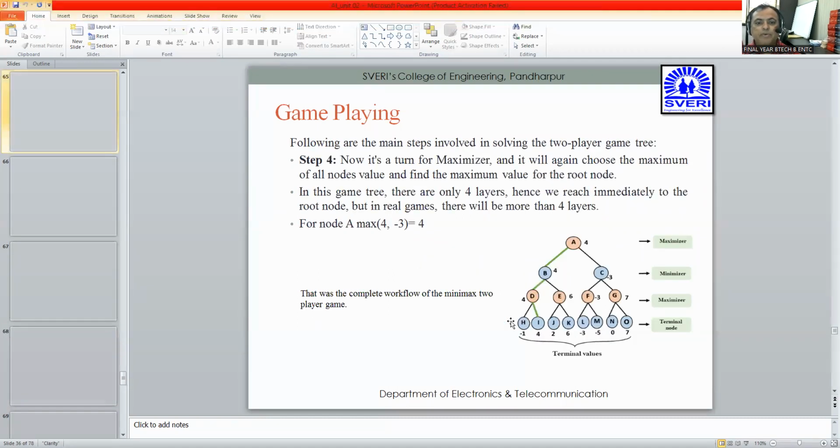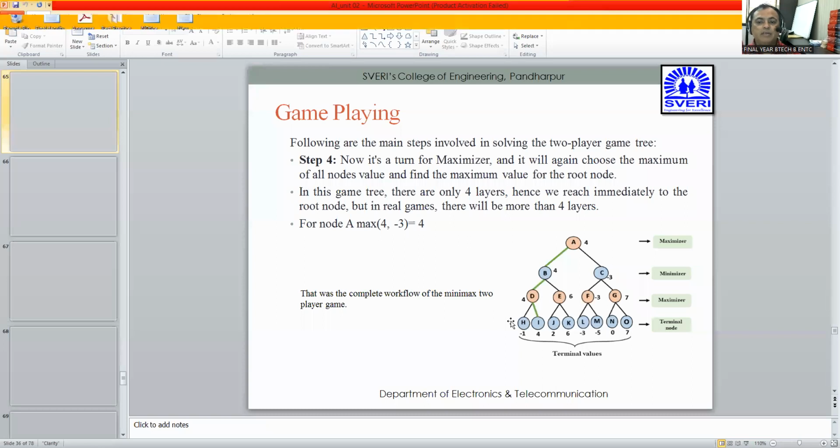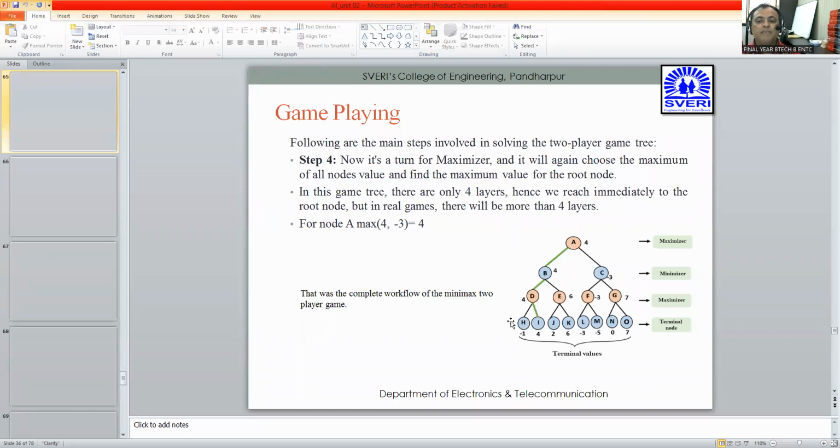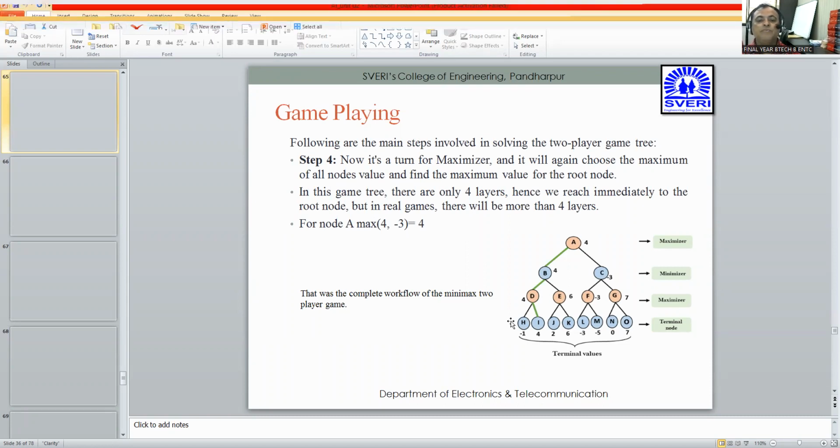In this step, we will be considering node A. Now node A will be having 4 and -3, where the maximum will be 4. And henceforth, we complete the workflow of the maximum 2-player game.